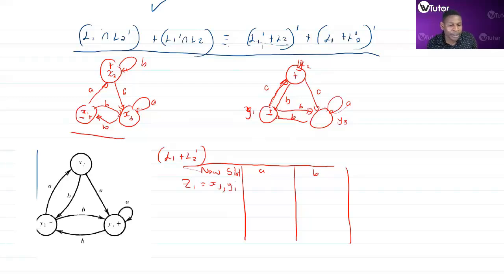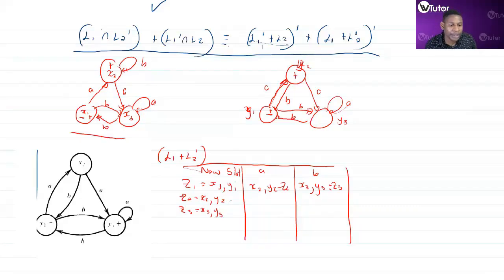Y1. But if you are in X1 and you encounter an A, you go to X2. Y1 and you encounter an A, you go to Y2. So this is equivalent to Z2. Z2 is equal to X2, Y2. Then X1 and you encounter B, you're going to go to X3. Y1 you encounter B, you go to Y3. So we call it Z3. We're going to have Z3 equivalent to X3, Y3.